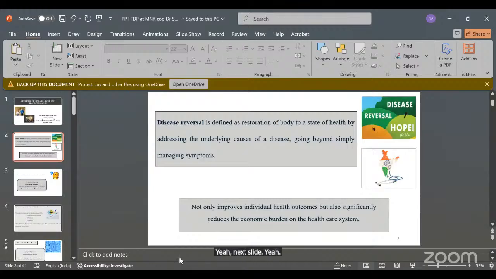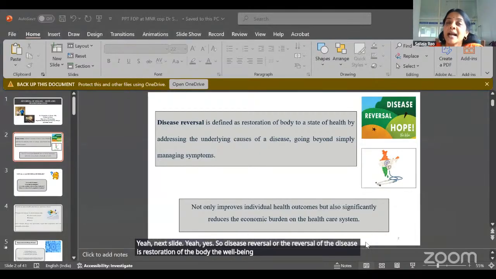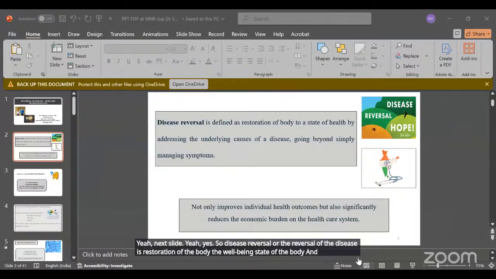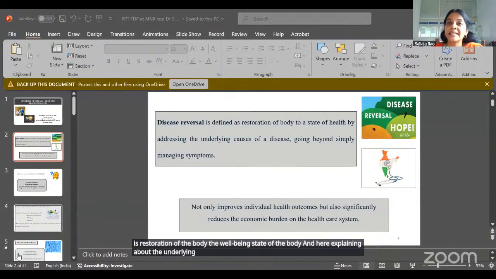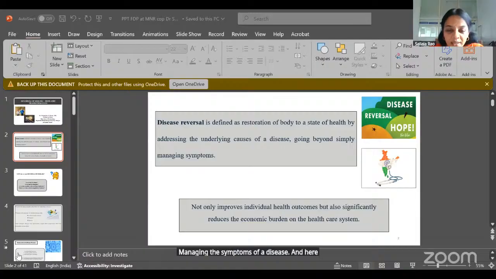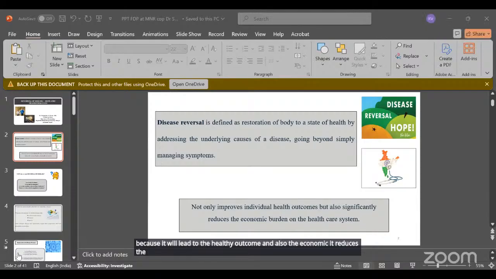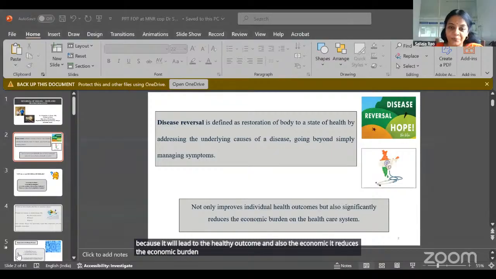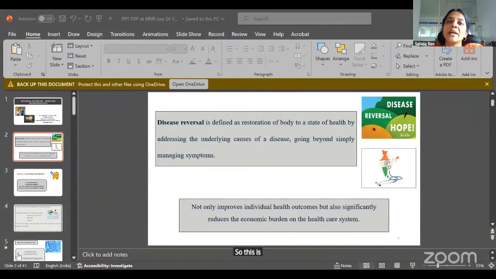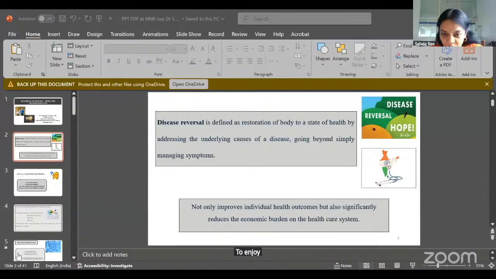So disease reversal, or the reversal of the disease, is restoration of the well-being state of the body. And here we are explaining about the underlying cause of a disease and managing the symptoms of a disease. Why do we do such a thing? Because it will lead to healthy outcomes, and it also reduces the economic burden on the healthcare system. So this is the main cause why we have to reverse the disease, to enjoy the well-being state of health. Next slide.